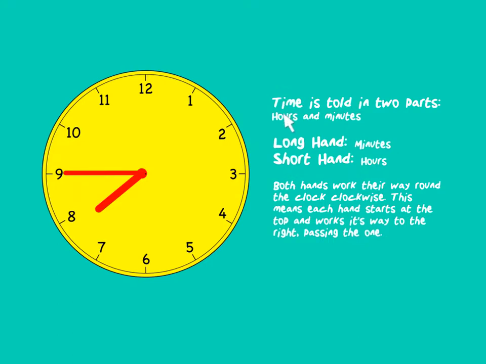Time is told in two parts. So the long hand right here, this is going to tell us our minutes. And the short hand is going to tell us our hours. So both hands work their way around the clock clockwise. So this means each hand starts up at the 12 and works its way down to the right, passing the 1.